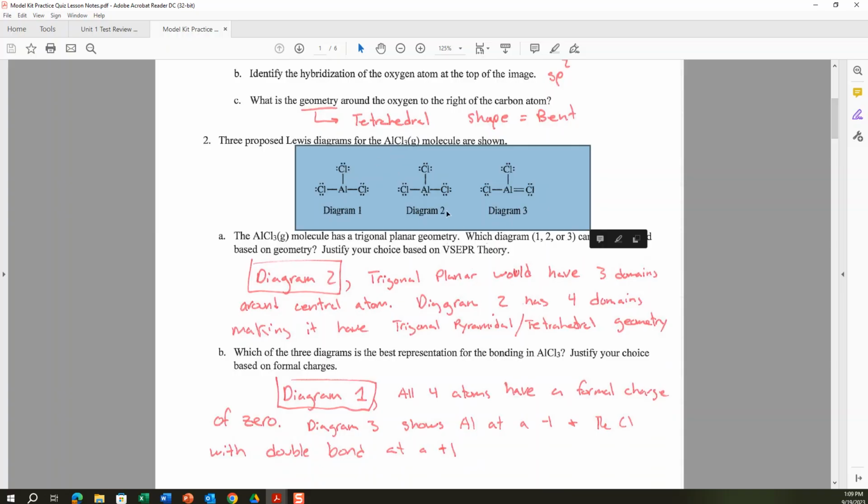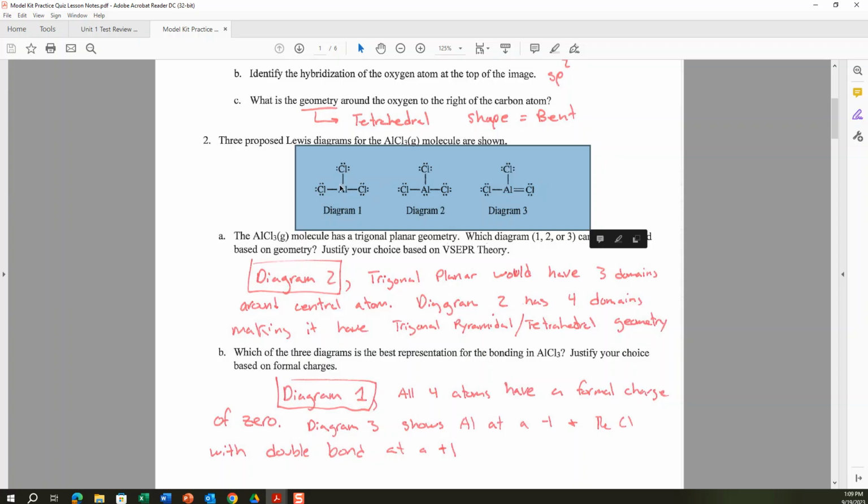And notice this is not an ionic compound. So if you were like, well, aluminum's a metal and chlorine's a non-metal, shouldn't that make an ionic compound? Well, they're saying this is a molecular or covalent compound, and the way you know that is because they're showing covalent bonds between the aluminum and chlorine. Okay, so just roll with it.